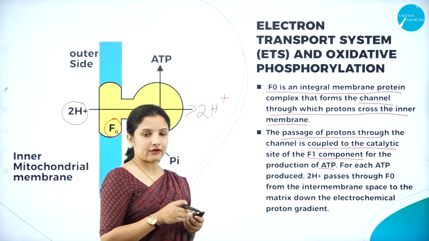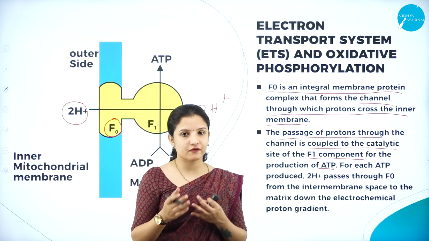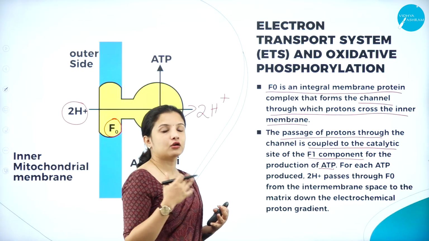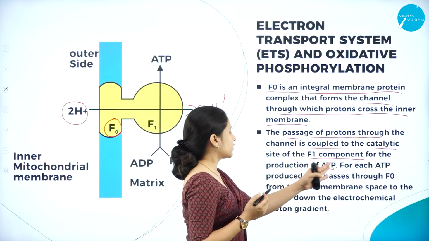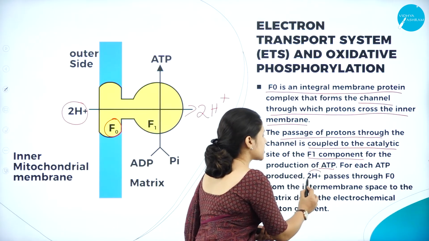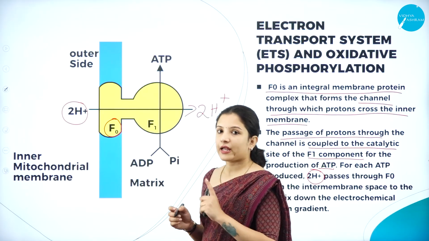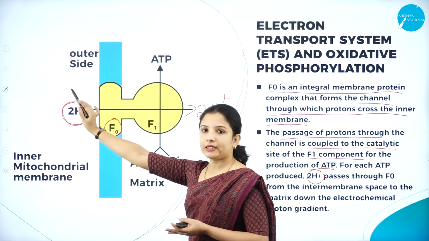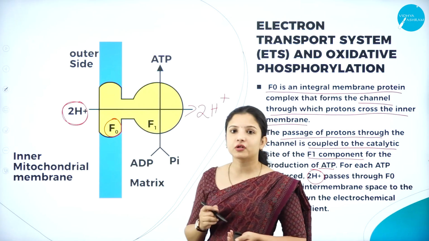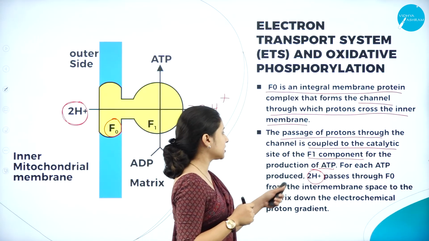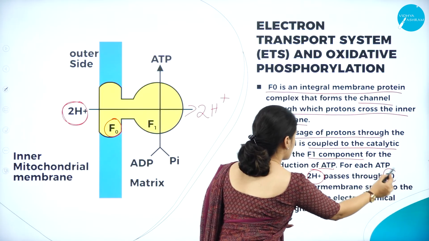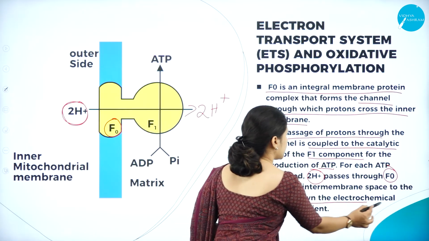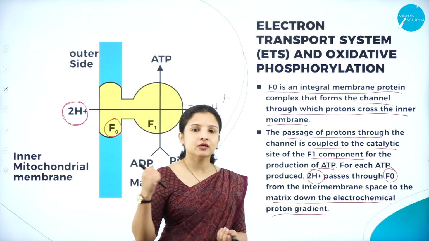F0 is always coupled with F1. Both of these help in the passage of the electrons and the passage of the protons, and also they help in the production of a lot of energy in the form of ATP. And for each ATP produced, actually 2H plus passes. So remember, if ATP has to be produced, then the passage of 2H plus from the intermembrane space into the matrix of the mitochondria is also very, very important. So 2H plus passes through the F0 complex from the intermembrane space to the matrix down the electrochemical proton gradient, which we had talked about earlier.